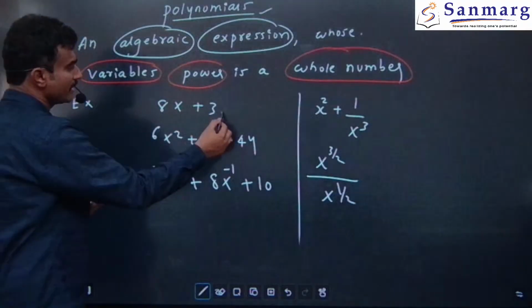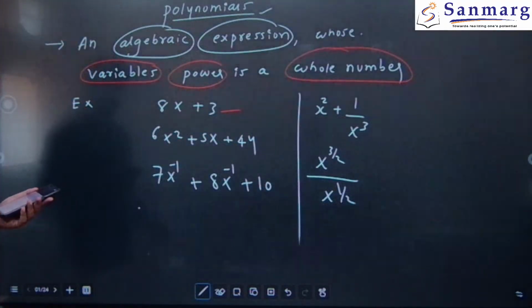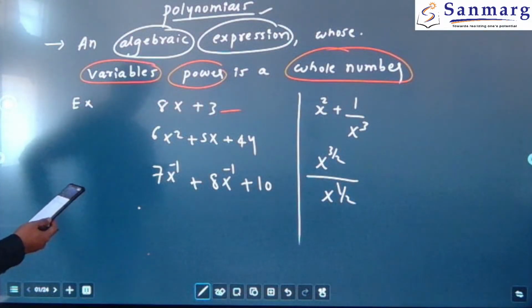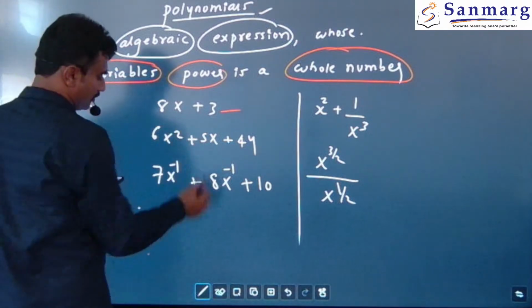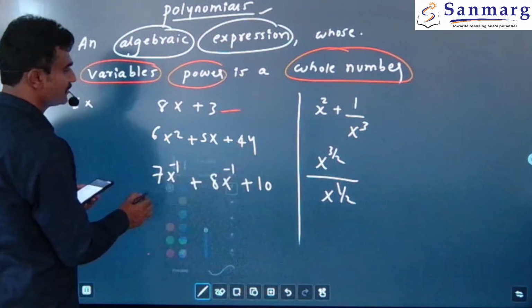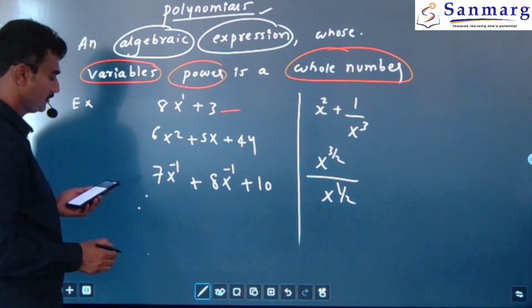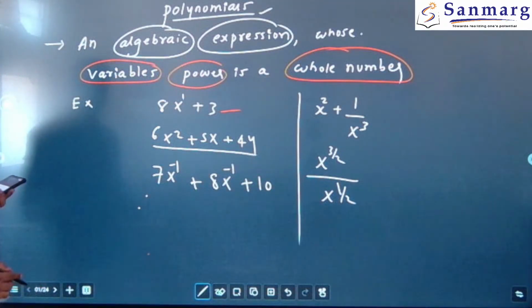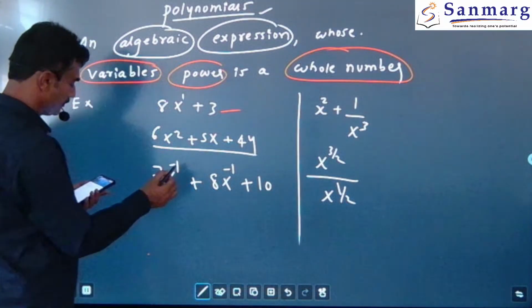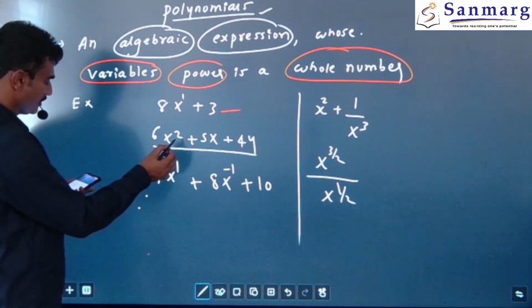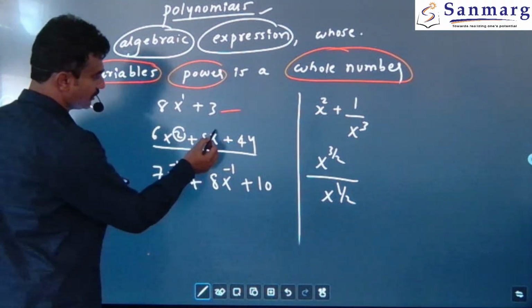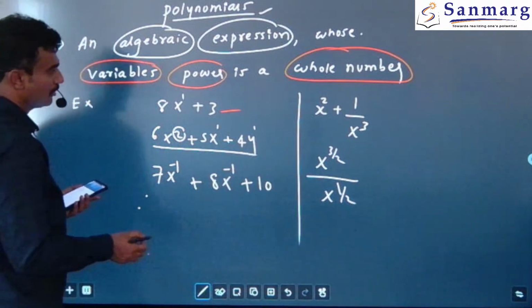For example, consider an algebraic expression 8x plus 3. If we consider 8x plus 3, the power of x is 1, which is a whole number. Similarly, if I consider the second algebraic expression 6x square plus 5x plus 4y, here the power of x is 2, here the power of x is 1, here the power of y is 1. All are whole numbers.